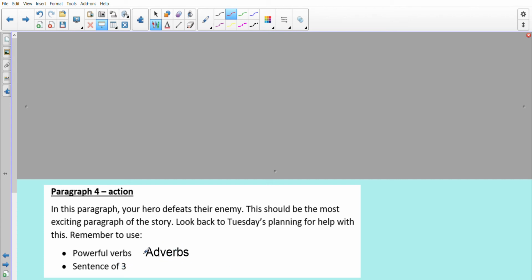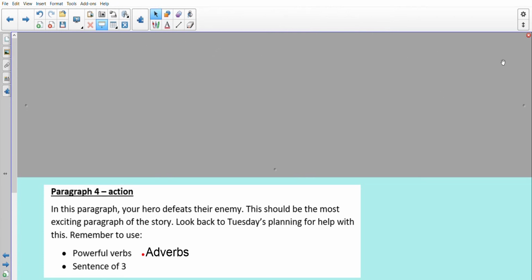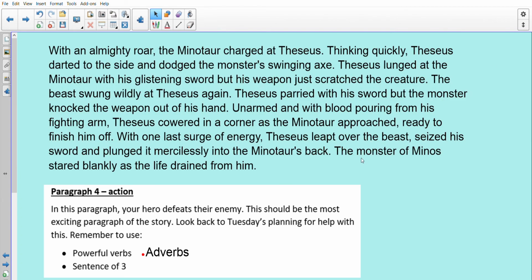And I've added here adverbs because they really help when we're doing an action sequence. So I've added those. We didn't have them at the beginning, but I think we could try throwing some of those in as well. So I'll read this to you. Let's see what we can spot here, shall we? Okay. With an almighty roar, the Minotaur charged at Theseus. So we've got a nice, powerful verb there.